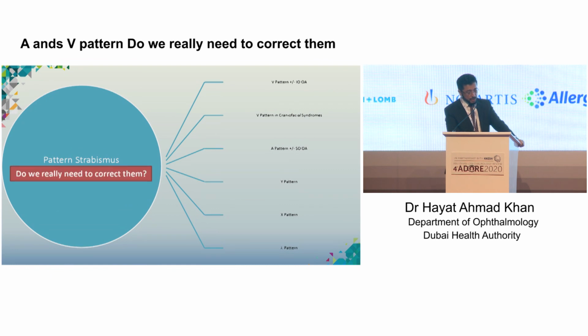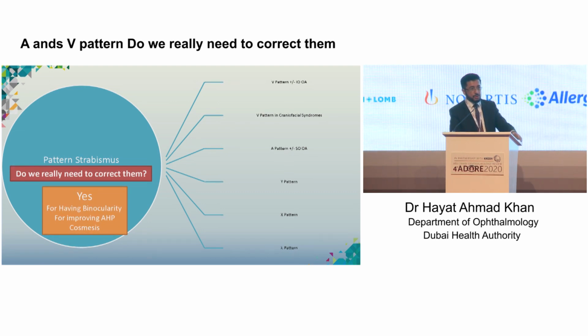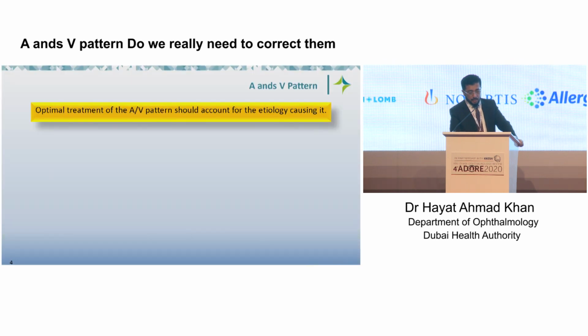So the question is, do we really need to correct them? Well, the answer is yes, especially for having binocularity, especially in the straight gaze position, in the reading position, which is important for the patient, for improving any abnormal head posture if it is present, and of course, cosmesis. So for an optimal treatment of these patterns, we have to account for the cause.